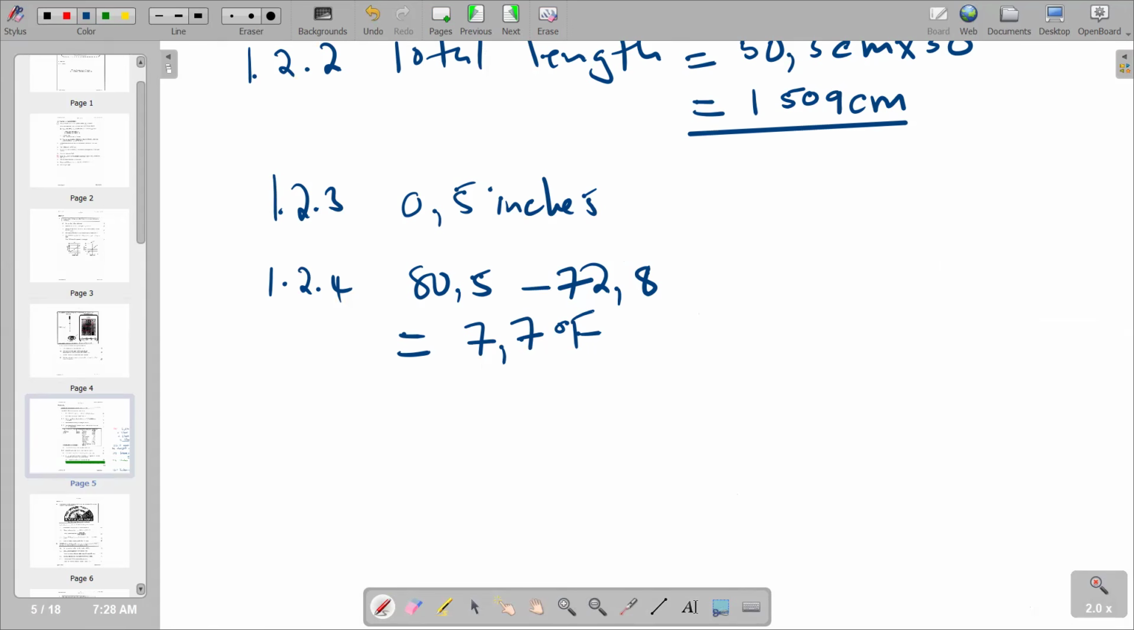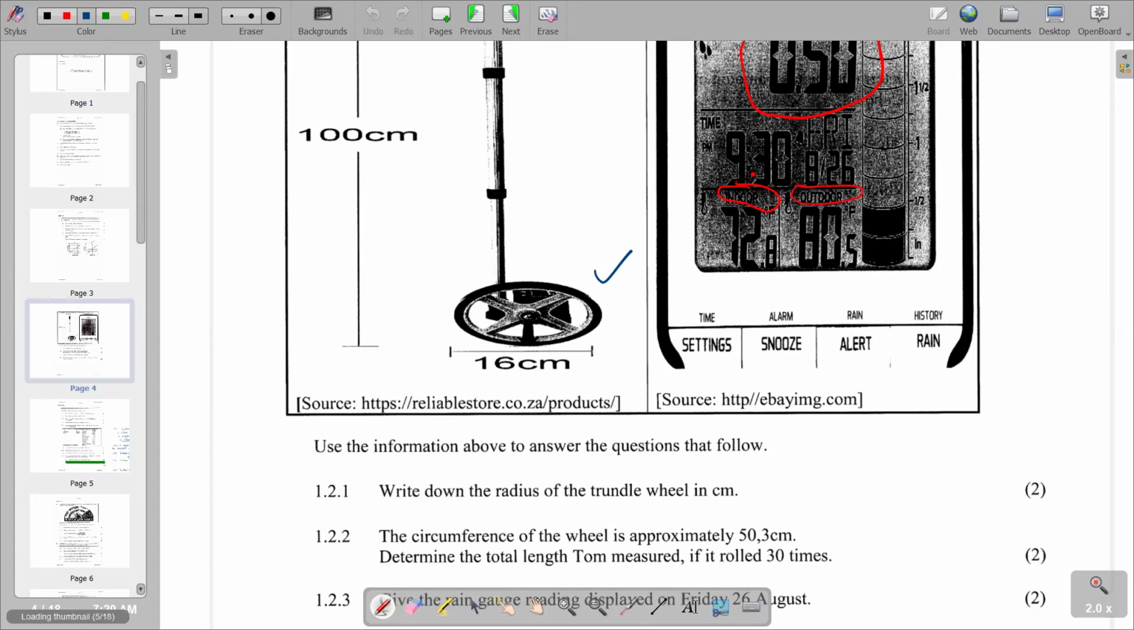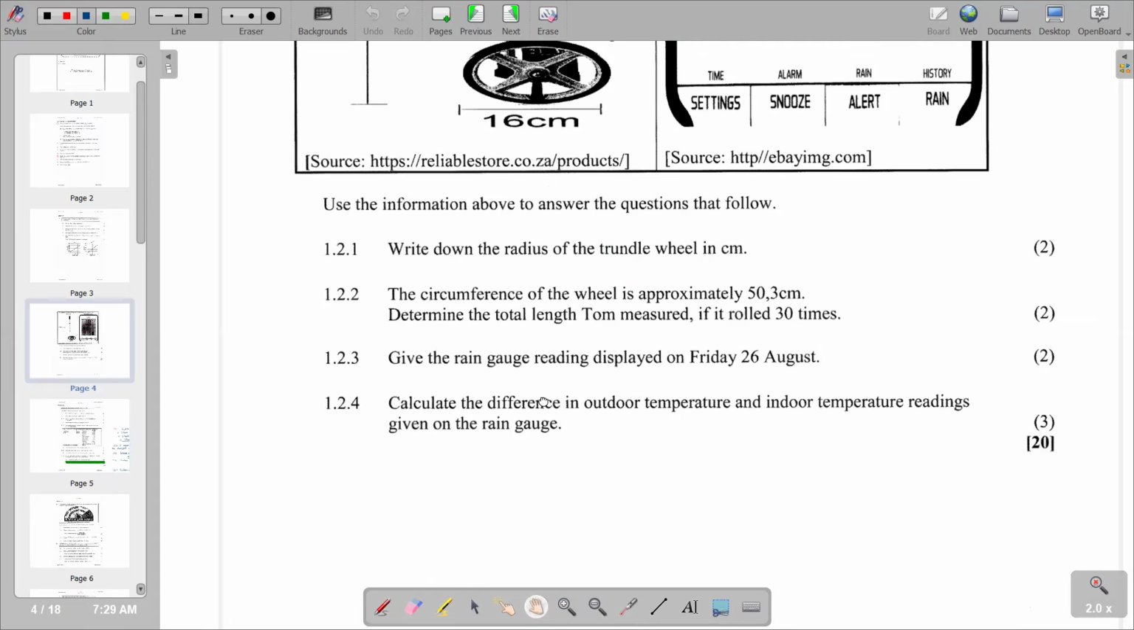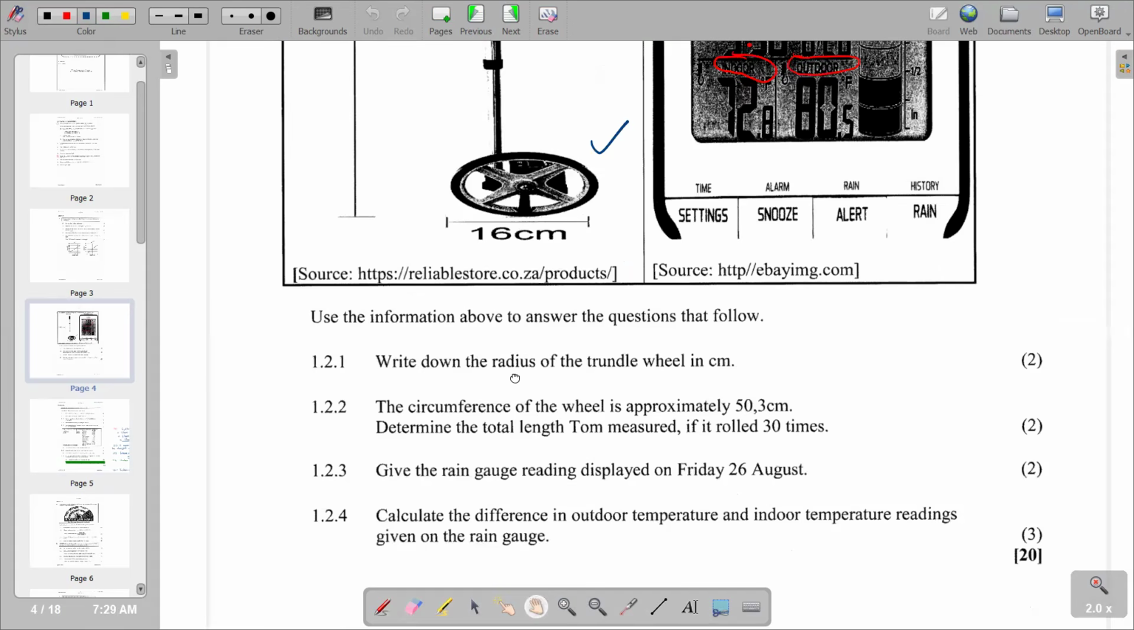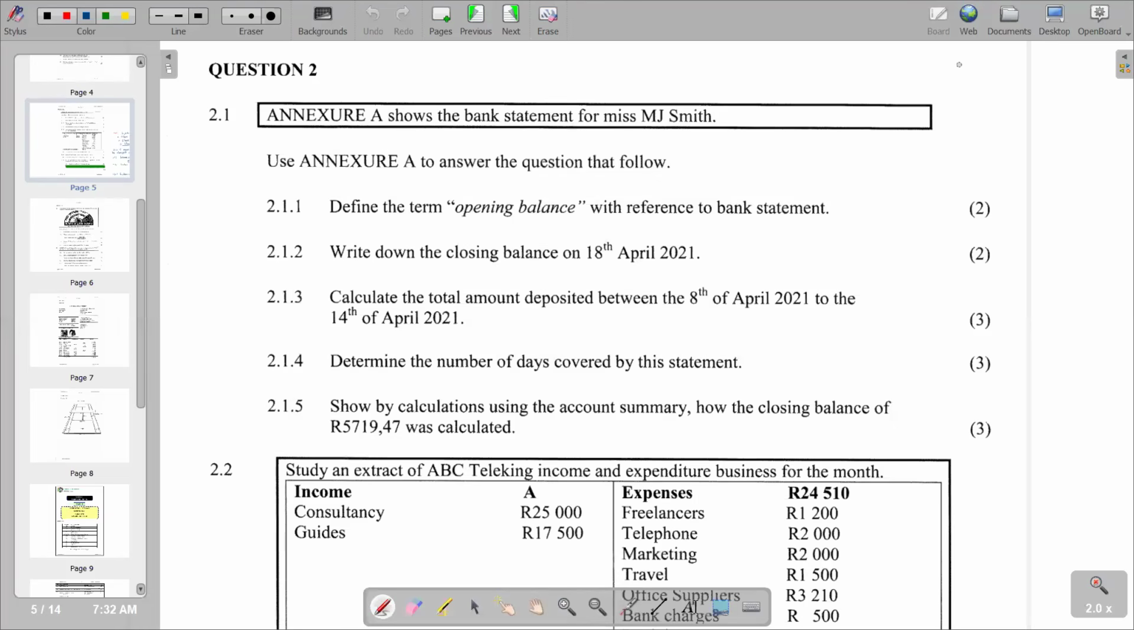Then we go to the next. This is the last question that we have on question 1, so we need to move on to question 2. Question 2 reads: Annexure A shows the bank statement for Miss MJ Smith. Use Annexure A to answer the questions that follow.